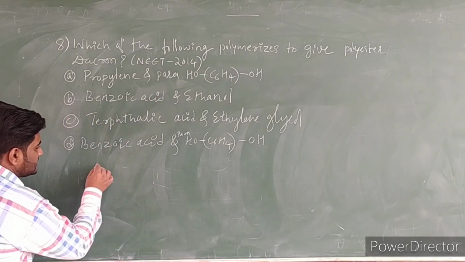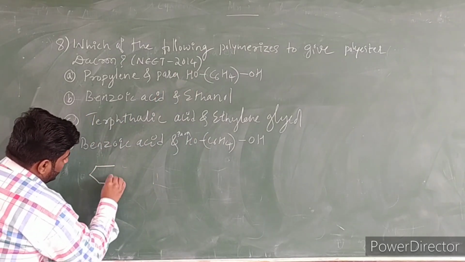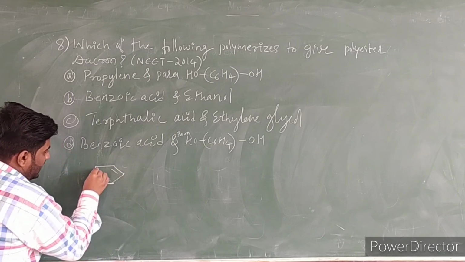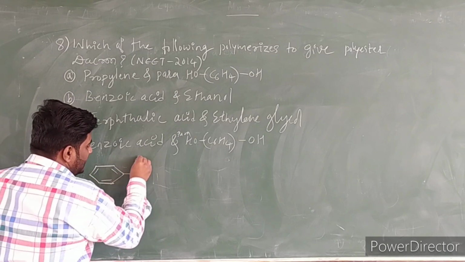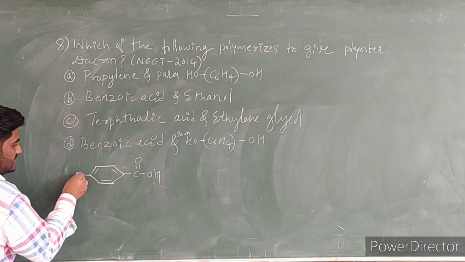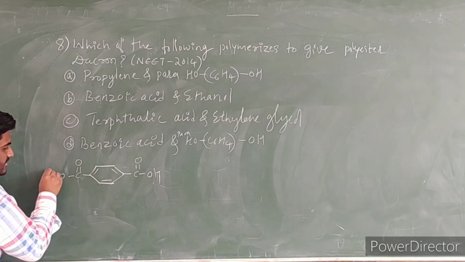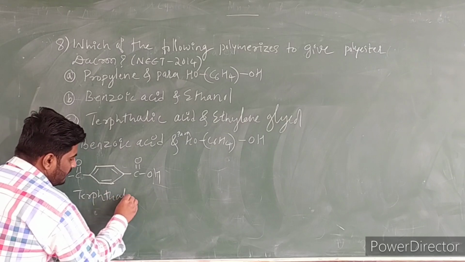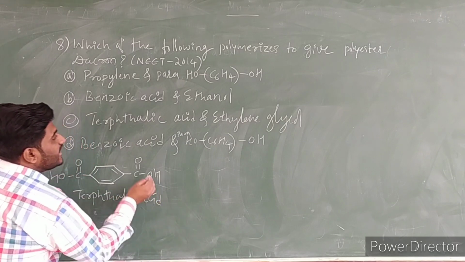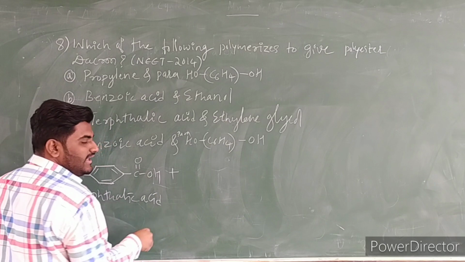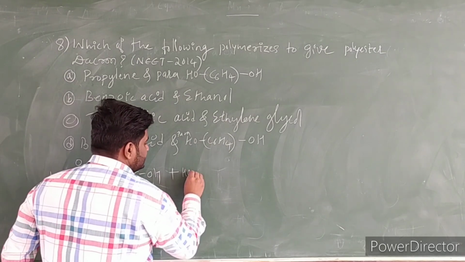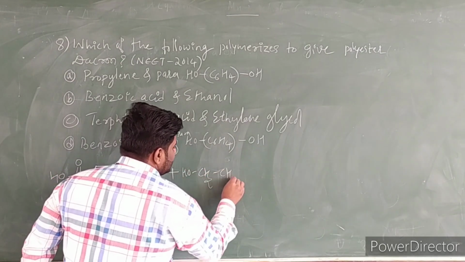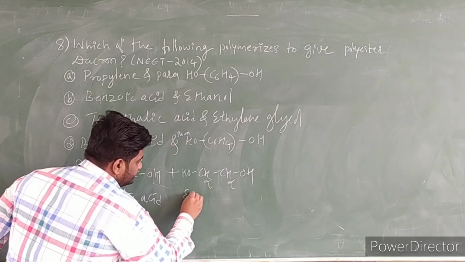See, you just take your, what is this one, guys? This is your terephthalic acid. It comes like this. C double bond O and OH. This is our terephthalic acid. And what we have to take? We have to take ethylene glycol. What is ethylene glycol? You take it like this. This is our ethylene glycol.